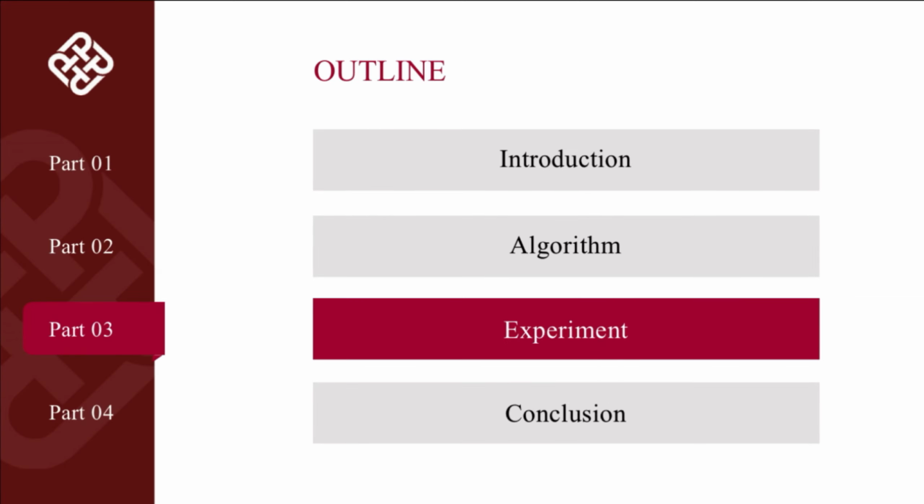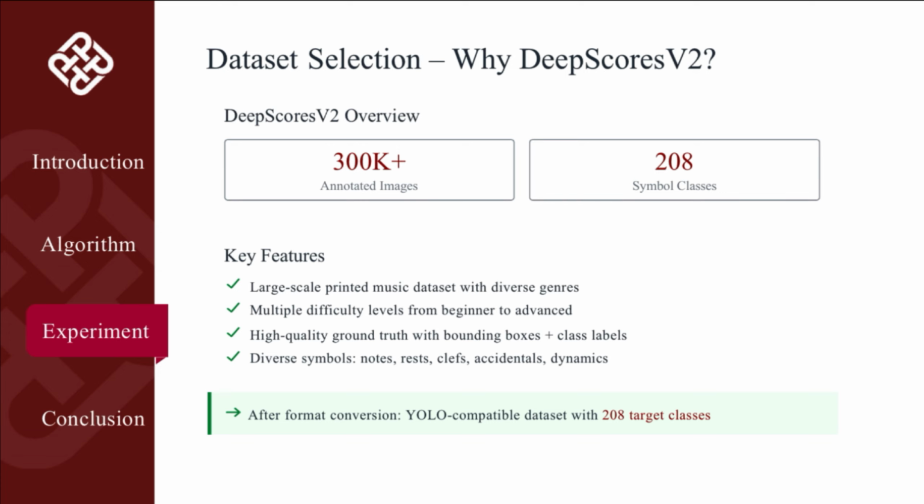Welcome to part 3 of our presentation. It's the experiment. We have 4 parts on this. The first is dataset preparation. This is a large-scale public music score dataset. It has multiple difficulty levels from beginner to advanced and high quality ground truth with a bounding box plus class labels. Also, it has diverse symbols: note, rest, clef, accidental, and dynamic.